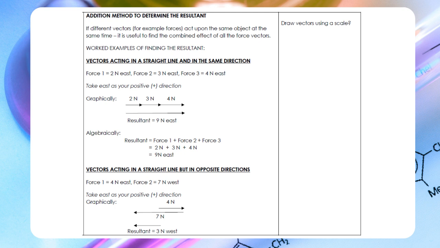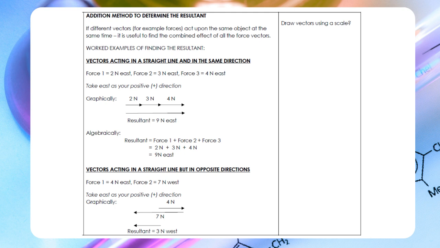Vectors acting in a straight line and in the same direction. Force 1 is equal to 2N east, force 2 is equal to 3N east, force 3 is equal to 4N east. Take east as your positive, plus, direction. Graphically, 2N, 3N, 4N. Resultant equals 9N east. Algebraically. Resultant equals force 1 plus force 2 plus force 3, equals 2N plus 3N plus 4N, equals 9N east.